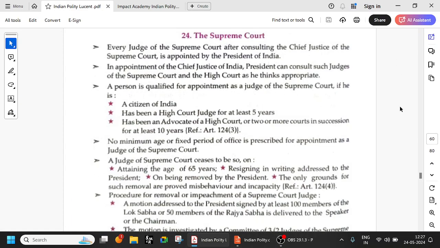So let us continue with the Indian polity. Today let us look at the Indian judiciary. The Supreme Court: every judge of the Supreme Court, after consulting the Chief Justice of the Supreme Court, is appointed by the President of India. We've already seen, right? The Supreme Court, High Court, Chief Justice and all the judges, everyone is appointed by the President.